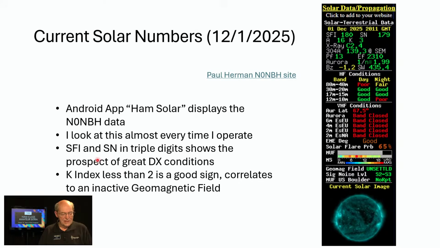So there's 2 things I look at. SFI and sunspot numbers, we saw. And the K index, we'll be talking more about that. If it's less than 2, that's a really good sign. So I'm going to go over to the calculator cam, show you a picture of my phone.